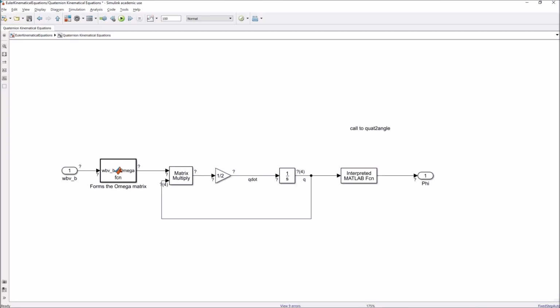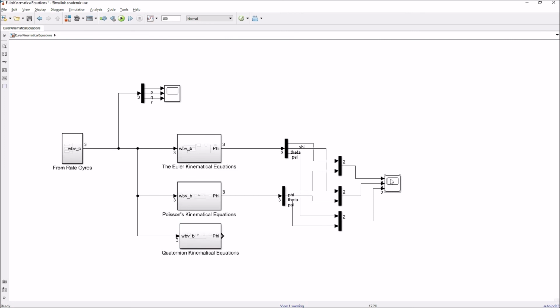Let's go back to my model. And again, now what we see here is we've got this interpreted MATLAB function, which is basically a wrapper to the quat-to-angle function call. Okay, so now if we go ahead and run this, give it a second, and there it goes. It ran. Dimensions look reasonable, so let's go up a level.